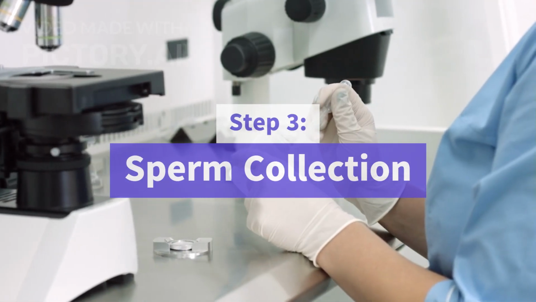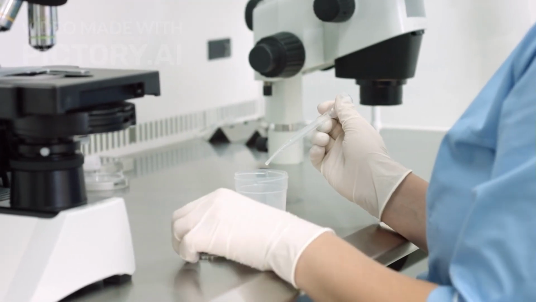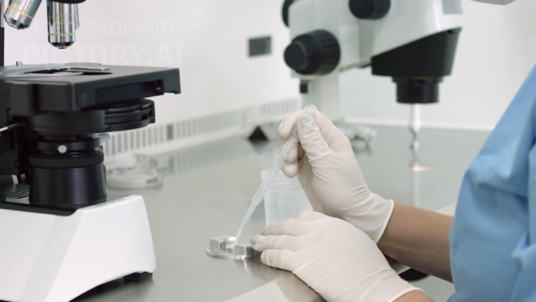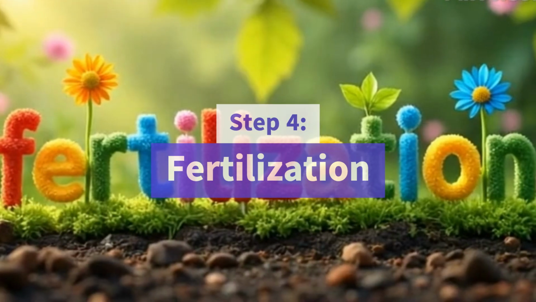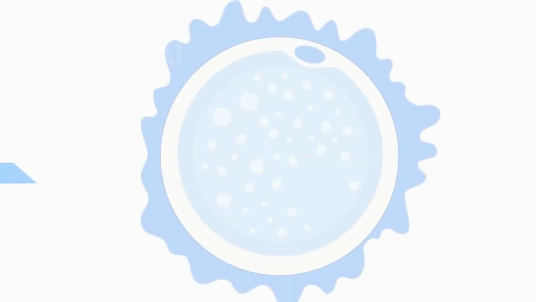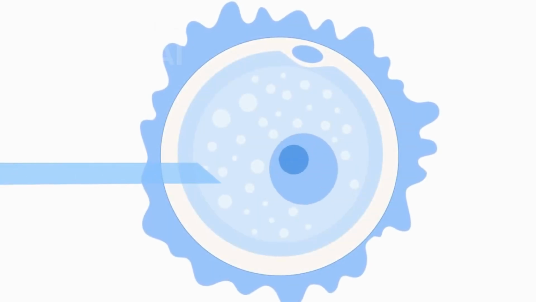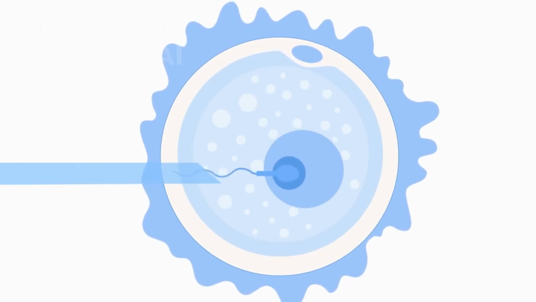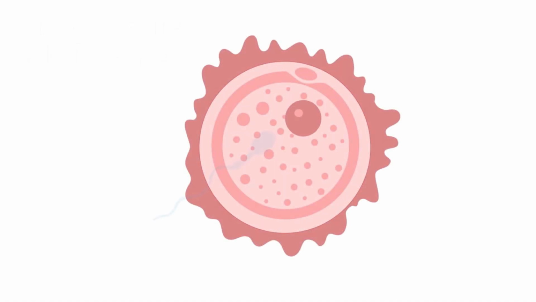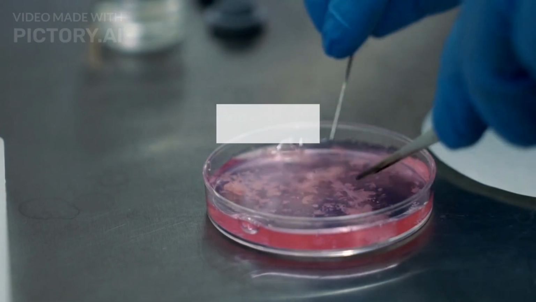3. Sperm collection. Meanwhile, a sperm sample is collected from the male partner or a donor, which is then prepared in the lab. 4. Fertilization. Now comes the exciting part, fertilization. The eggs and sperm are combined in a petri dish. Sometimes, a single sperm is directly injected into an egg through a process called ICSI, or intracytoplasmic sperm injection.